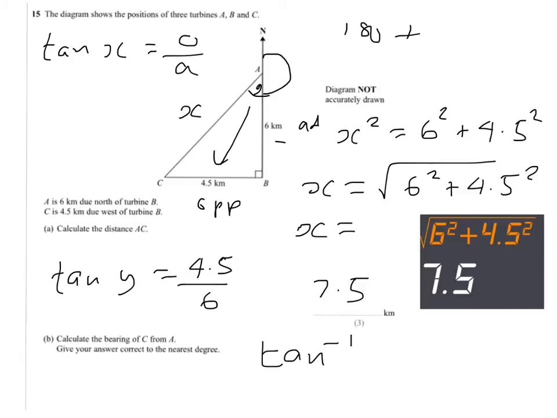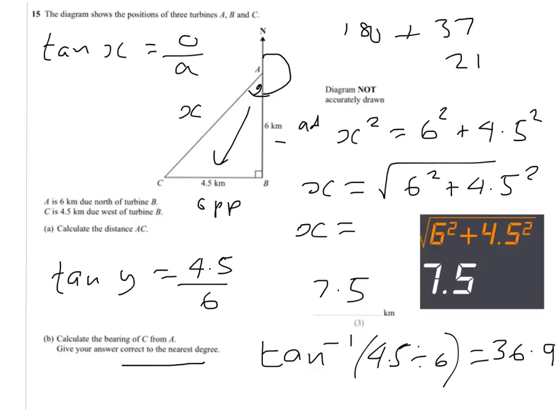So tan minus 1 of 4.5 divided by 6 will give us the angle we need, and then we must remember to add that on to 180. And you'll find that comes to 36.9 to one decimal place. We've been asked to give it to the nearest degree, so I'll correct further when I add it on. So I've got 36.9, which I can change to 37 as we want it to the nearest degree. So 180 plus 37 is 217, and that's the correct answer to the nearest degree, 217 degrees.